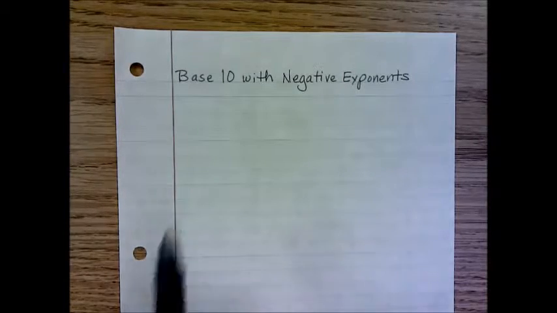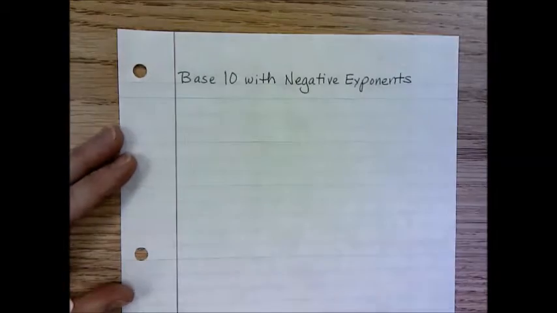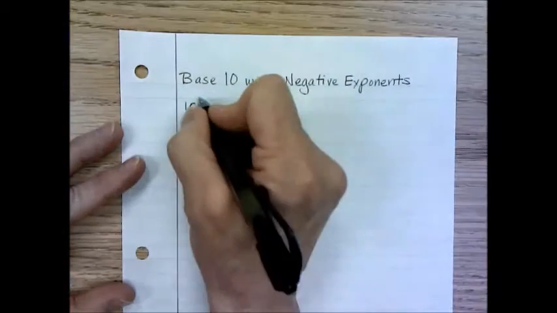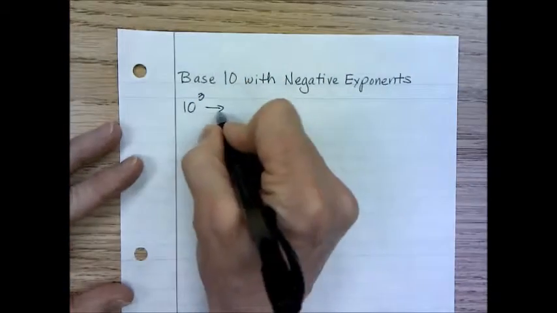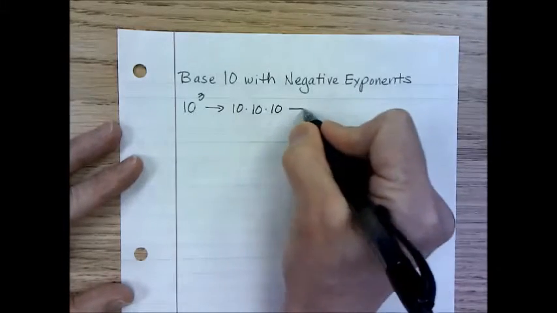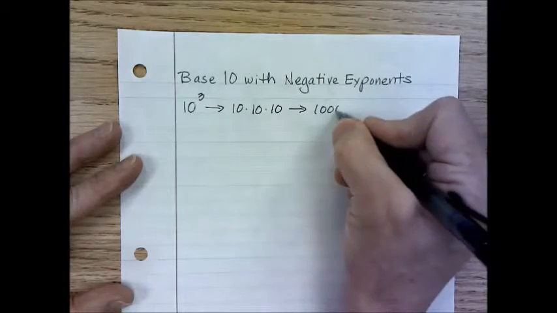Today we're going to talk about base 10 with negative exponents. But before we begin with negative exponents, let's review base 10 with positive exponents. If we had 10 to the third, then expanded form, that was 10 times 10 times 10. And then in standard form, that was the same as 1,000.